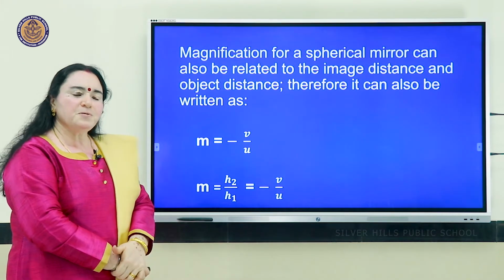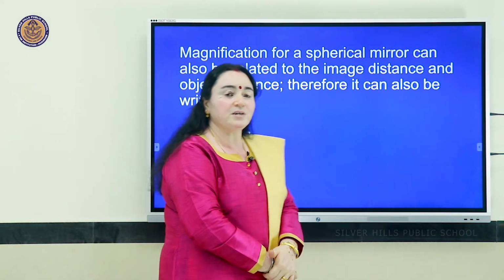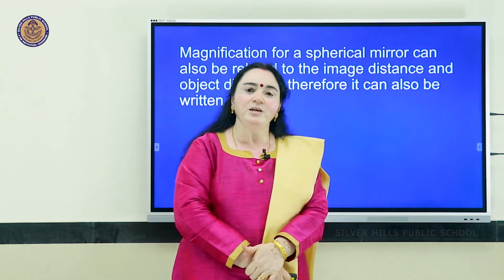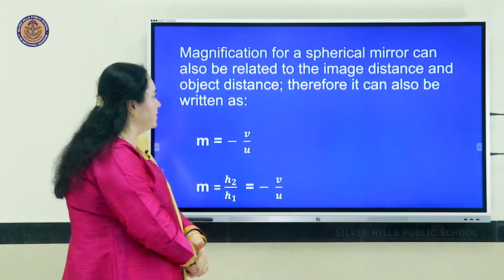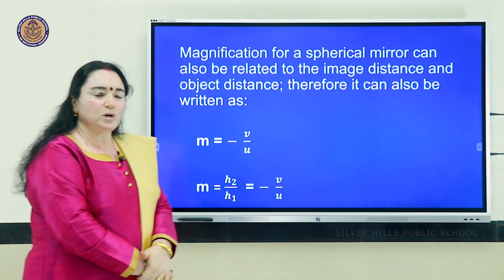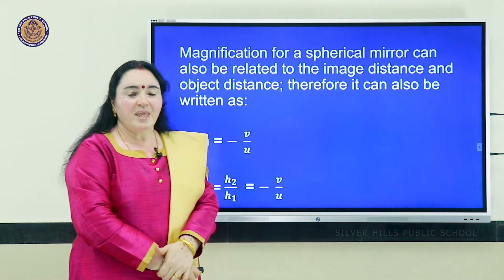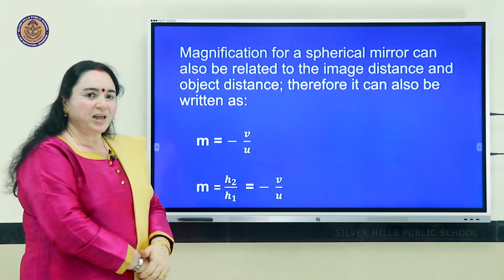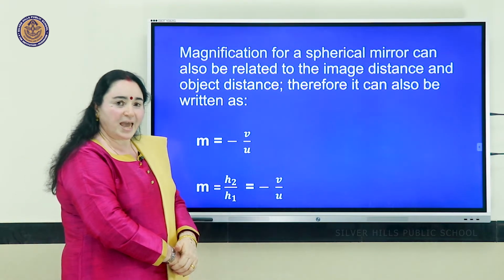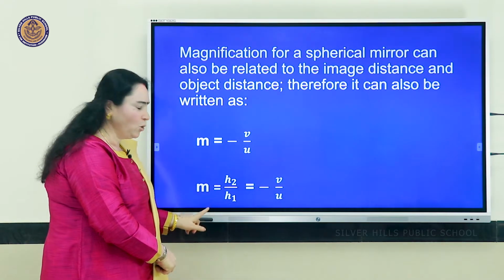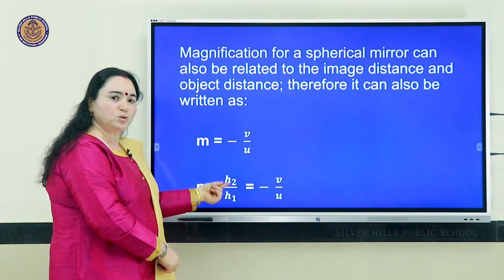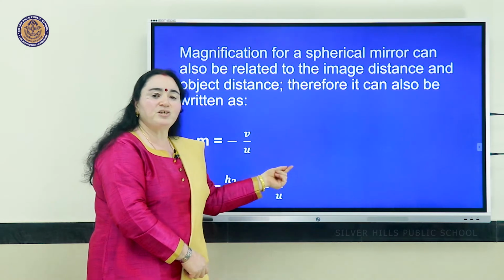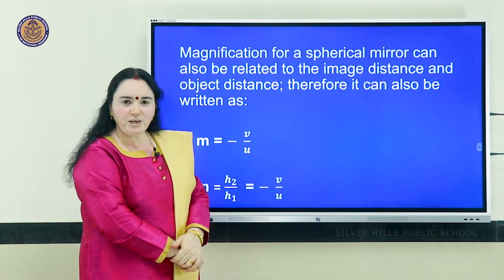Now, the magnification of a spherical mirror can also be expressed in terms of the image distance and object distance. So, magnification in terms of image and object distance is given as m is equal to minus of image distance by the object distance. So, putting them all together, what do I get? Magnification can be expressed as the ratio of height of the image to the height of the object, or the negative of image distance to the object distance.